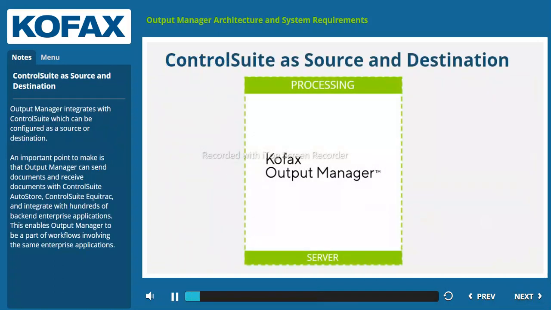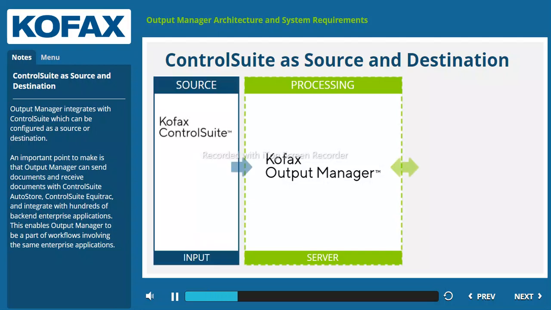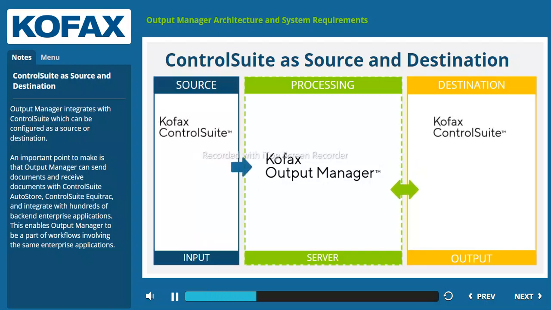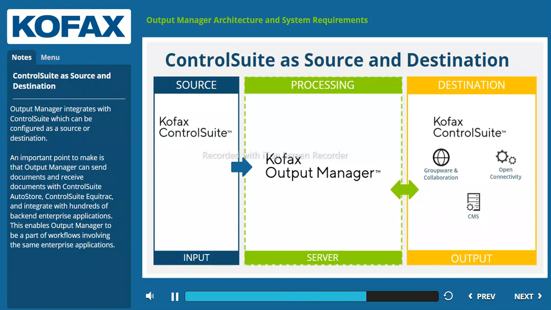Output Manager integrates with Control Suite, which can be configured as a source or destination. An important point to make is that Output Manager can send documents and receive documents with Control Suite AutoStore, Control Suite Equitrack, and integrate with hundreds of back-end enterprise applications. This enables Output Manager to be a part of workflows involving the same enterprise applications.